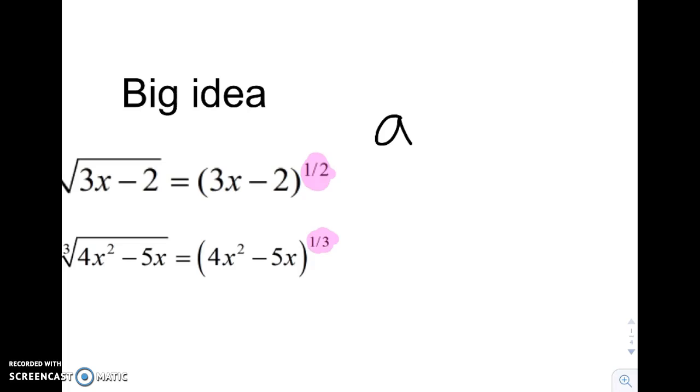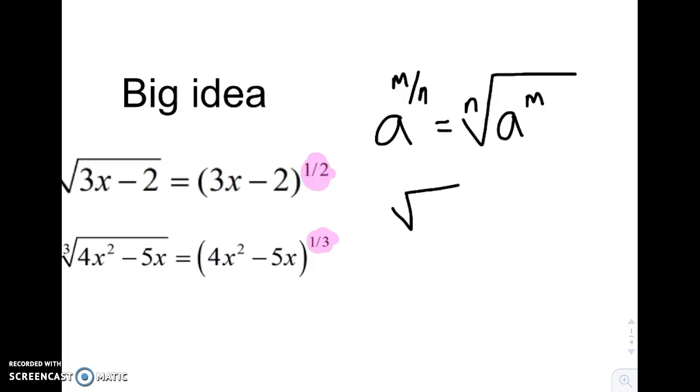any number, let's call it a, to the m divided by n, the numerator is your power. So it is a to the m. The denominator of that fraction is your root. And so it is the nth root. Hence why you would say the square root of 64 is 64 to the power of 1/2.